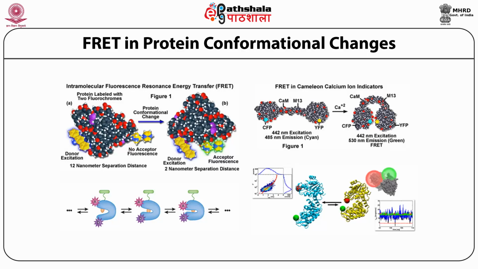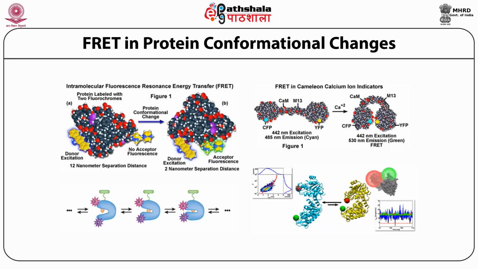Similarly, in the other panel, you can see FRET in calmodulin as a calcium ion indicator. When it is in the linear form, these two probes, CFP and YFP, cyan fluorescent protein and yellow fluorescent protein, the donor and acceptor, are apart, but once proper folding occurs in the calmodulin, they come closer, then FRET is observed.